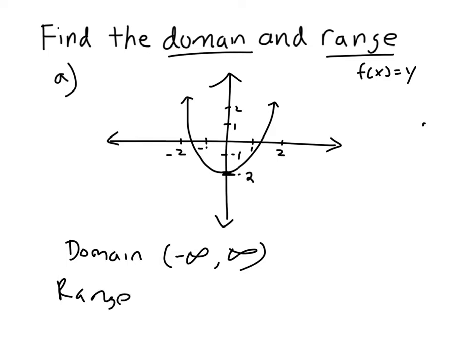So now let's do the range. When we're thinking about range, we need to think about in the y-axis, what values are seen here. We see that we continue going up forever, so all the way to infinity, but we don't ever go below -2. So we go down to -2, and then we go up. So the range starts at -2, and it includes -2, because there is a point there, but then it goes all the way to infinity. So that would be the range.